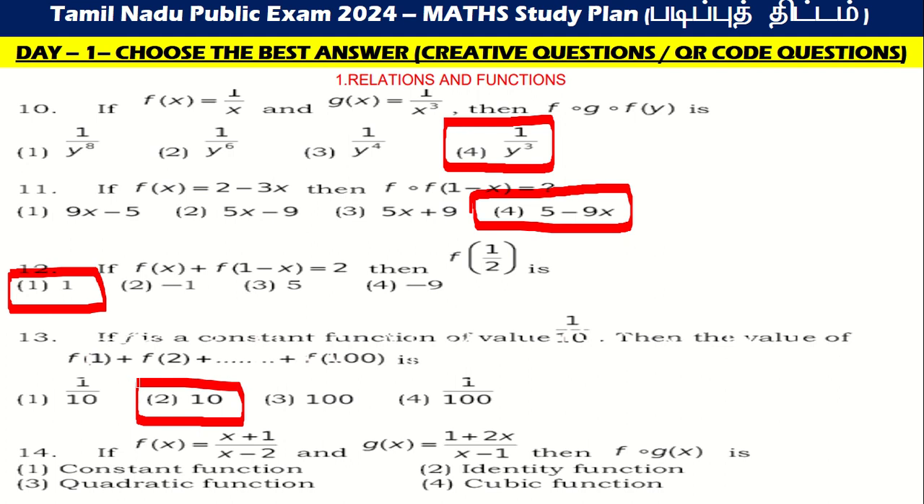Then goes to the next one, f of x is equal to x plus 1 by 2 and g of x is equal to 1 plus 2x minus 1, which is equal to, that is an identity function. It's an identity function.